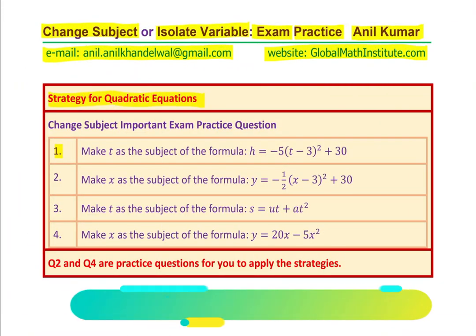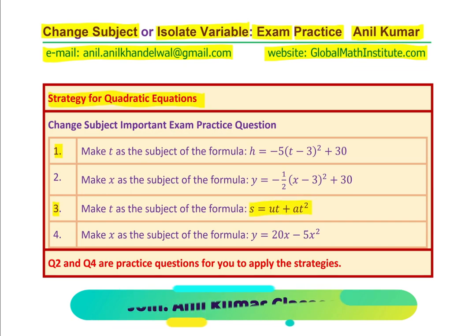Then we'll take the second variety when the equation is given in standard form. Make t the subject of the formula s equals ut plus at squared. I haven't used the word half here, but you could use half at squared, I just modified a formula which is well known to you. So you need to change the subject in this particular case. Question number 4 is for you to practice.